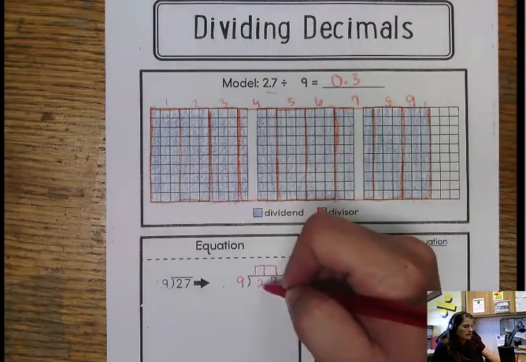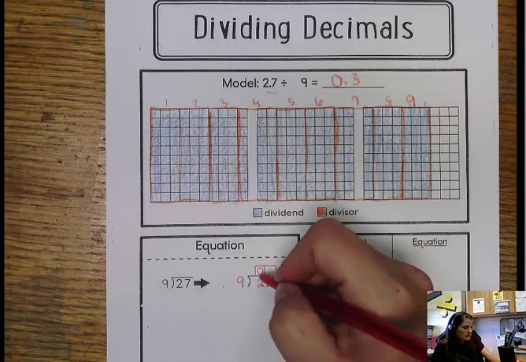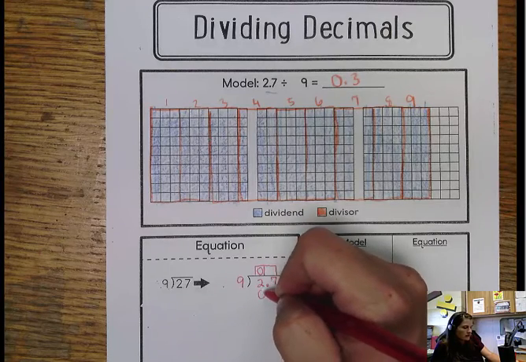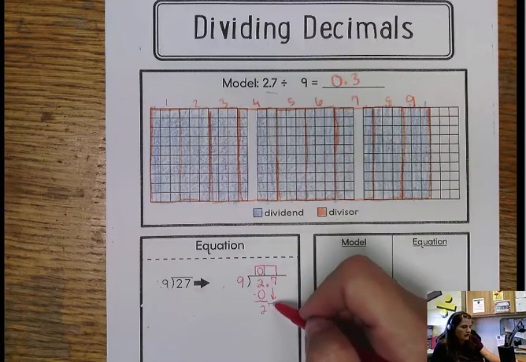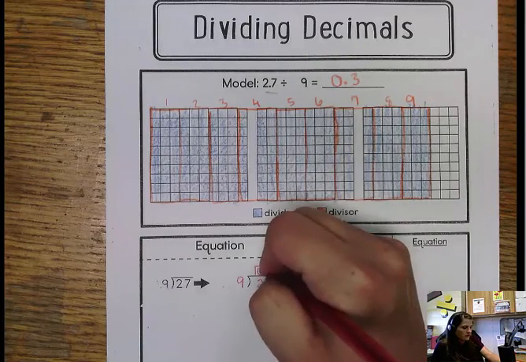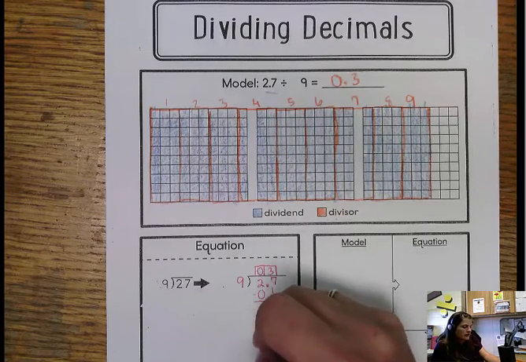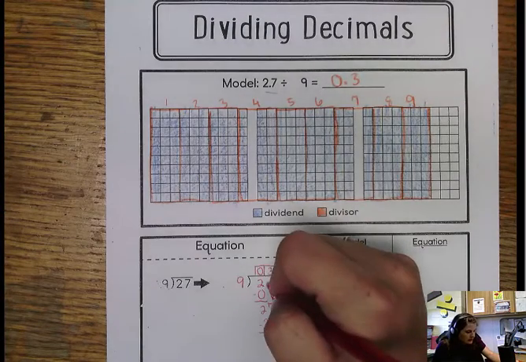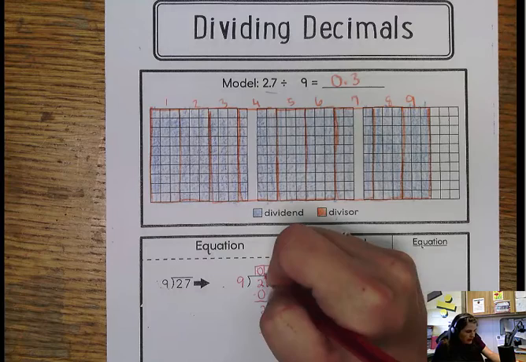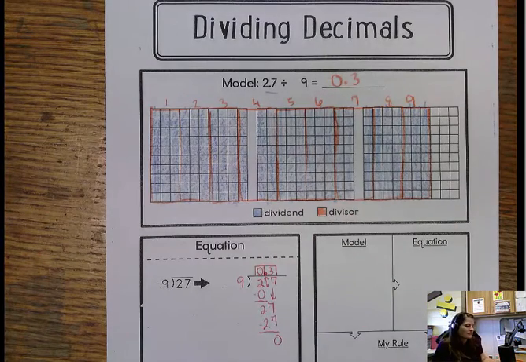How many times can 9 go into 2? It goes in 0 times. So 0 times 9 is 0. I'm going to subtract and bring down. And 9 goes into 27 3 times. 3 times 9 is 27. And I have 0 remainder. Now what I'm going to do with my decimal is shoot it straight up. And this is why keeping our numbers lined up is so important, because if we don't, then our decimal will end up in the wrong spot.